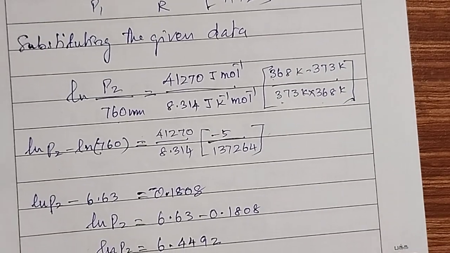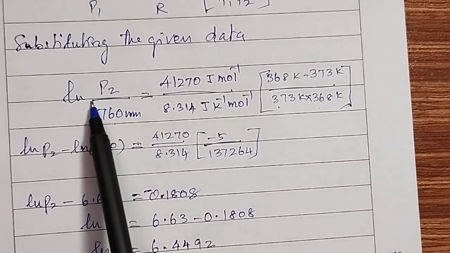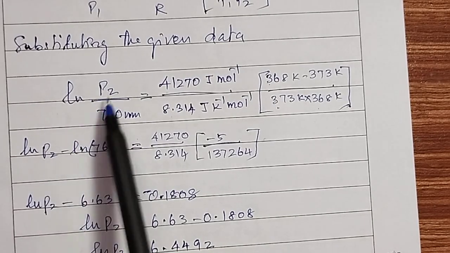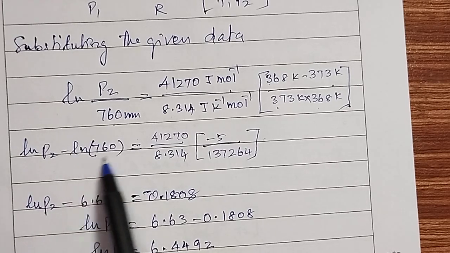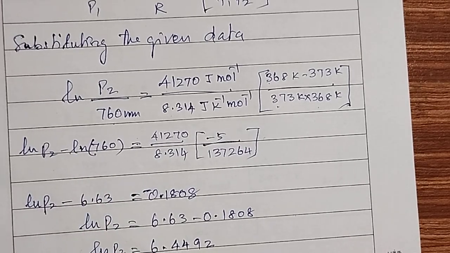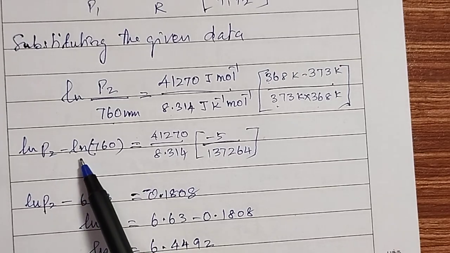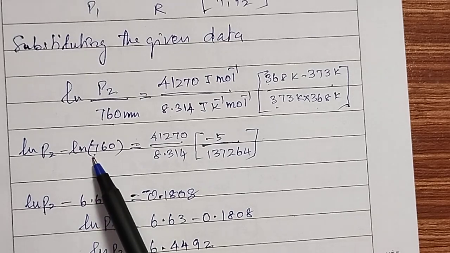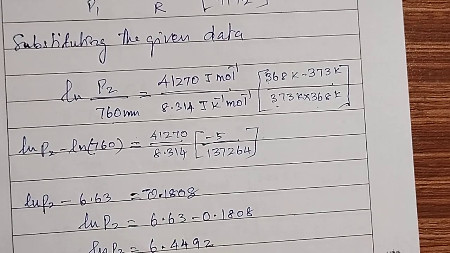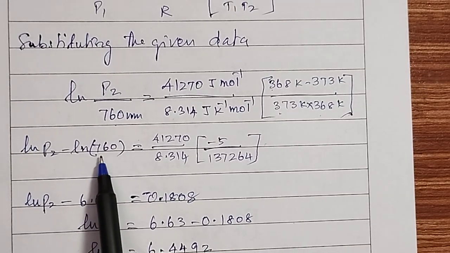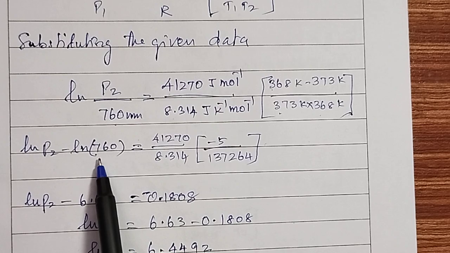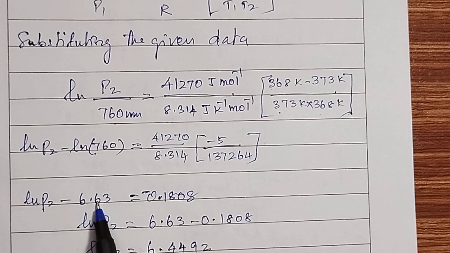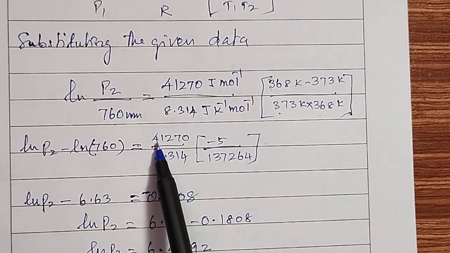If you solve this equation, I'm using the formula ln A by B, that is ln A minus ln B. Therefore, ln P2 I get minus ln 760. Here you can use the calculator. If you use a calculator, you can directly get this value if you use the natural logarithm. If you are using log, then you have to take log of 760 and multiply that with 2.303, then you will get this value. You must be careful on that. Then this is the log value here.